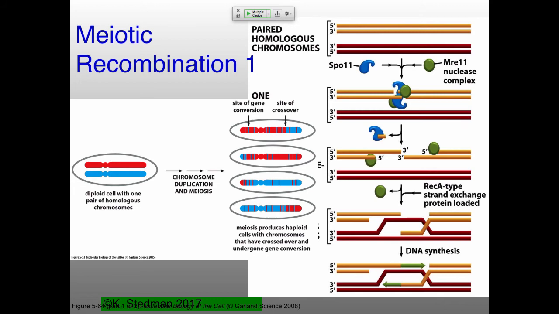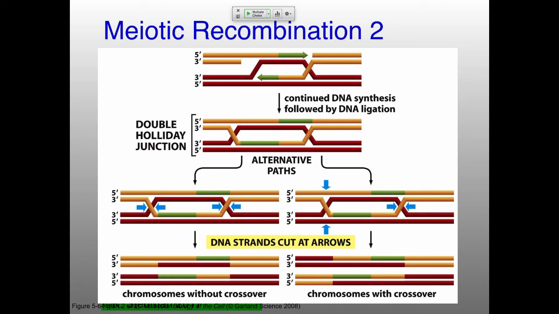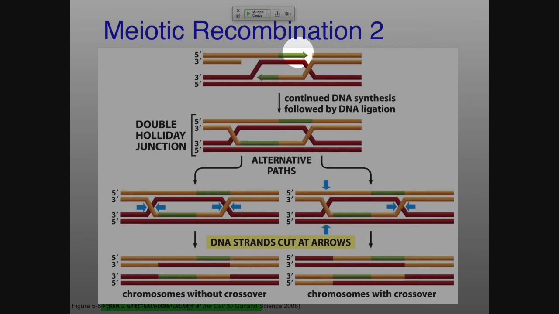So that brings us to these Holliday junctions. After you have strand invasion, you have extension by the DNA polymerase, and these ends get hooked together. So here's your extension. This is going to be your 3' OH. Here's your 5' phosphate. Ligase ligates that together. You end up with this crossing over structure, and here at the other end as well. So each of these structures is called a Holliday junction.